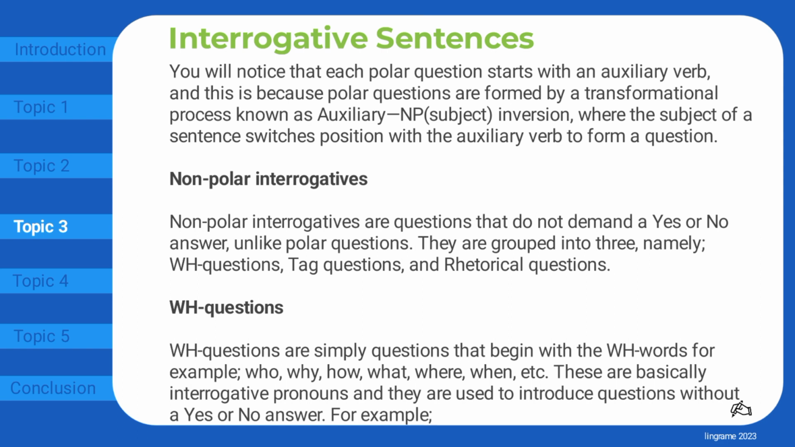Non-polar interrogatives. Non-polar interrogatives are questions that do not demand a yes or no answer, unlike polar questions. They are grouped into three, namely, WH questions, tag questions, and rhetorical questions. WH questions. WH questions are simply questions that begin with the WH words, for example, who, why, how, what, where, when, etc. These are basically interrogative pronouns and they are used to introduce questions without a yes or no answer.